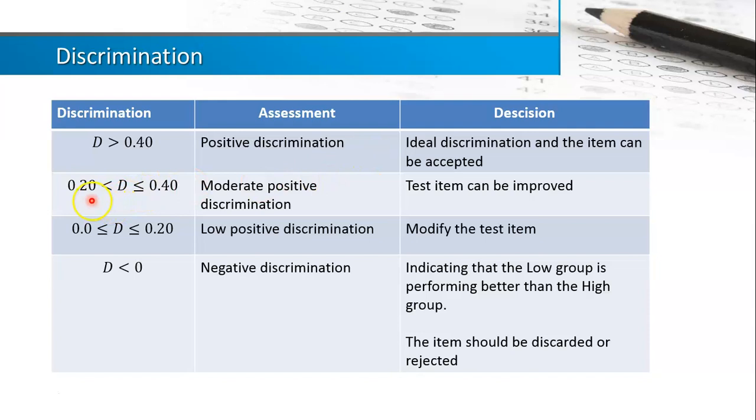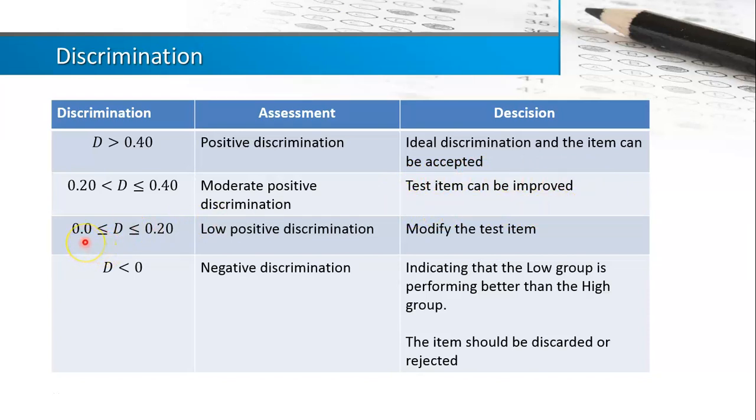Okay, if you have an item with D more than 0.2 but equal to or less than 0.5, we can say it is moderate positive discrimination. So the test still can be improved. Okay, it is acceptable, but we need to improve it.